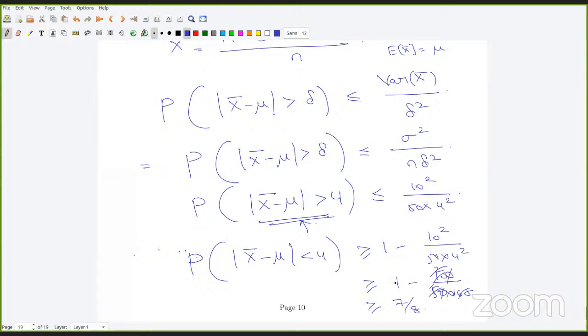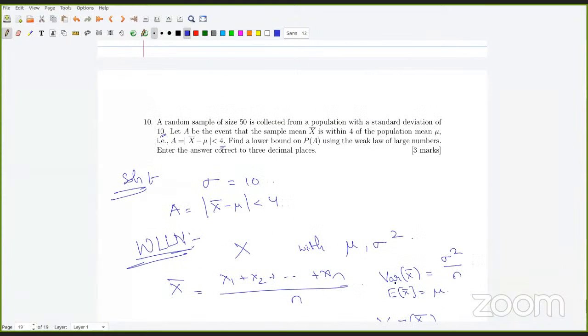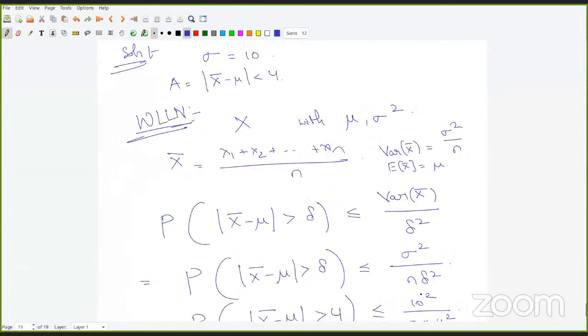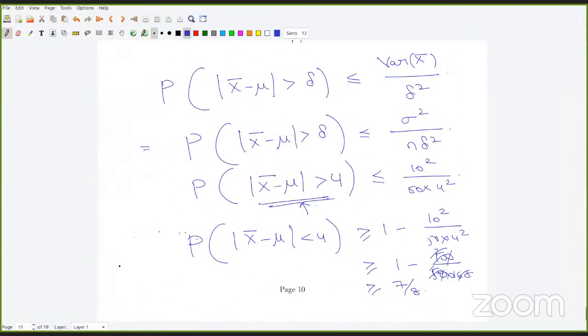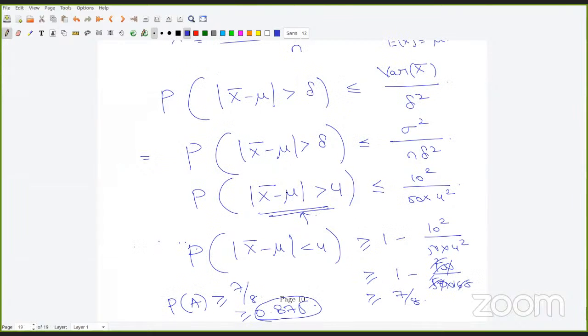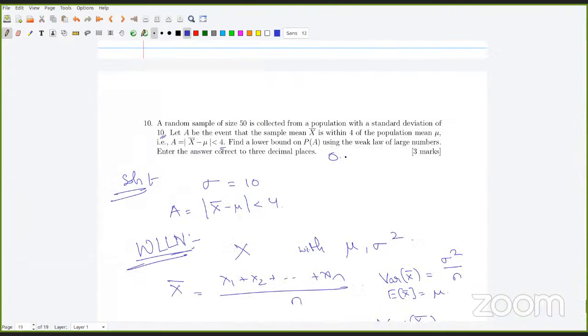But what did we ask you? We asked you to find the lower bound on the probability of A. So this is actually P of A is greater than or equal to 7 by 8. What value should we enter as the answer now? At least 7 by 8. So 0.875 is the least value. This is the answer for our final question.